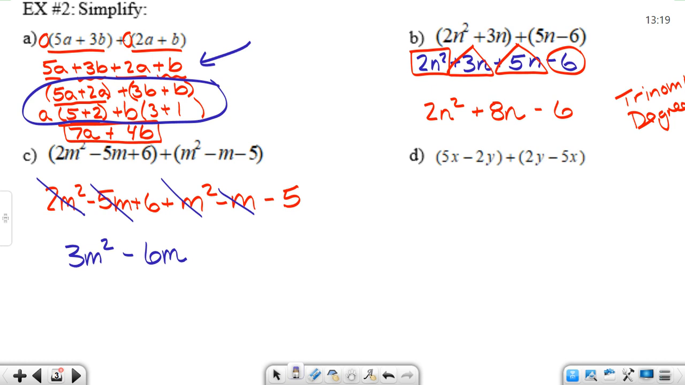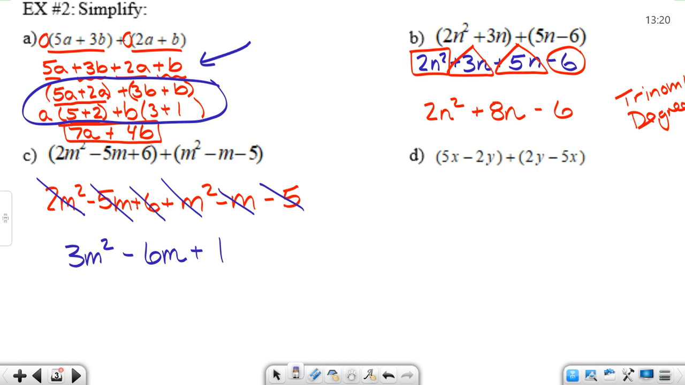And then finally, I've got 2 constants. I've got 6 and negative 5, and 6 plus a negative 5 is a positive 1. So here I'm left with a trinomial of degree 2. So in this case we had 2 trinomials, both of degree 2, that we added together, and we ended up getting another trinomial of degree 2.